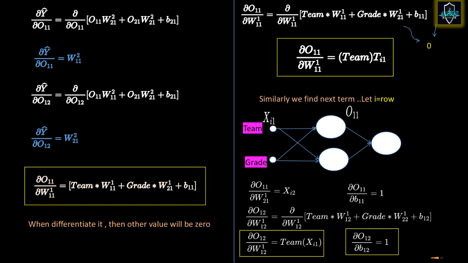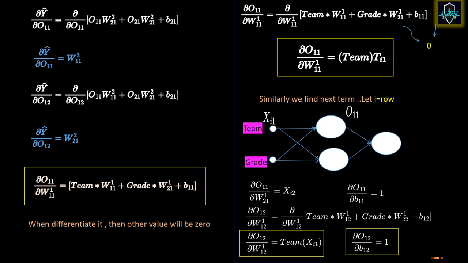Similarly, del Y over del O12 will do the same thing, and what we are getting is W221. Now next, del O11 over del W111. That is team time W111 plus grade multiplied by W121 plus the bias we have here, B11. When differentiated, the other values will be 0.